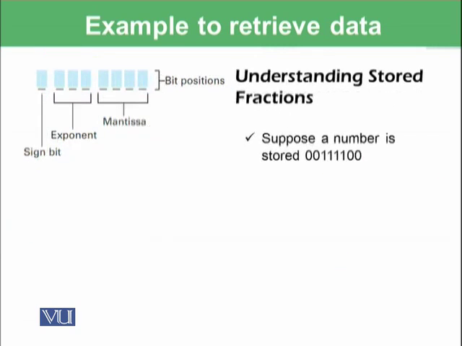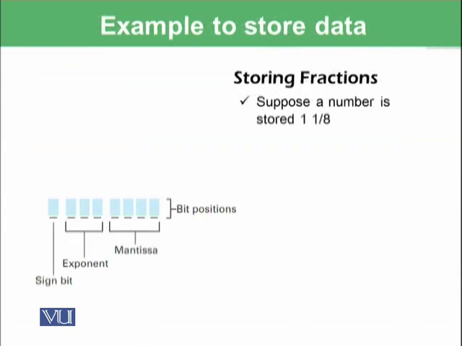Similarly, you can do another example in the same scenario. How are we going to store fractions? We need to reverse the procedure. We want to store one whole number and 1 by 8. To store 1 we need 1, and for 1 by 8, you know that there is 1 by 2, 1 by 4 and 1 by 8. So 1001 would be the number.